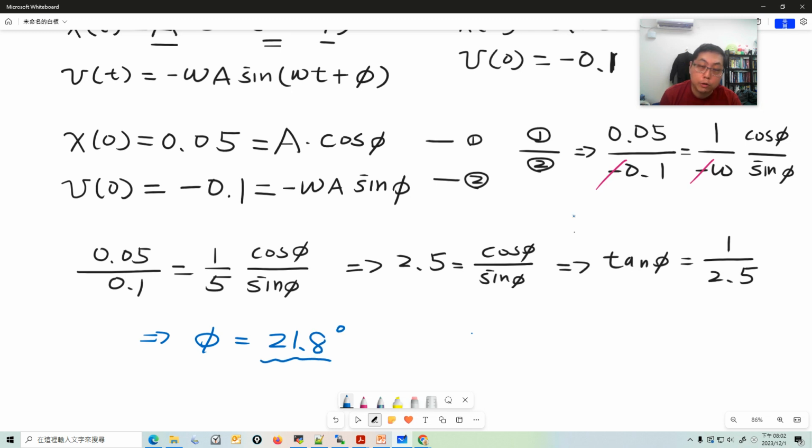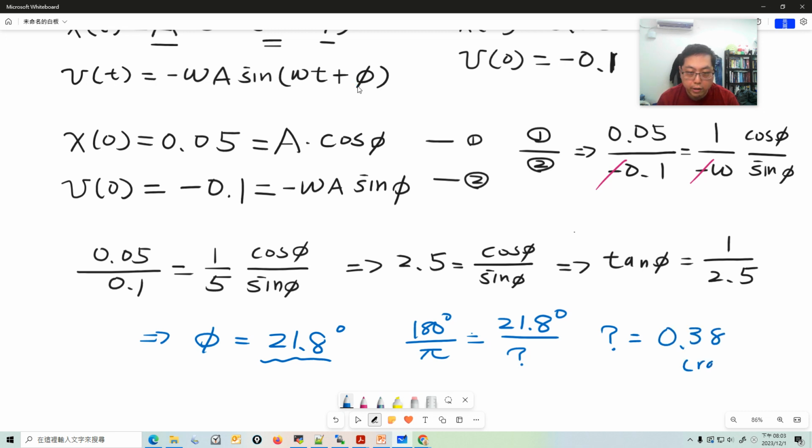But I want to translate it to radian, because I said that in the sine and cosine we like to use radian. So we convert it to radian. How to convert to radian? 180 degrees is pi radian. Right now I have 21.8 degrees. What is my radian now? So my radian is 21.8 times 3.14 divided by 180. So it is 0.38 radian.